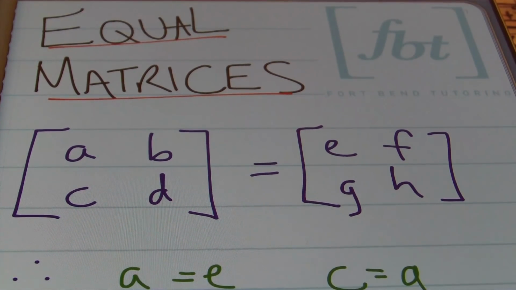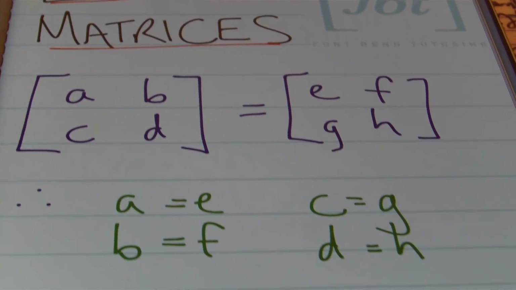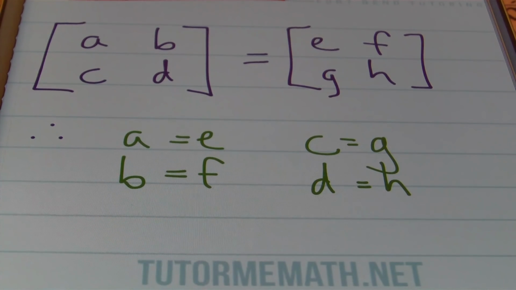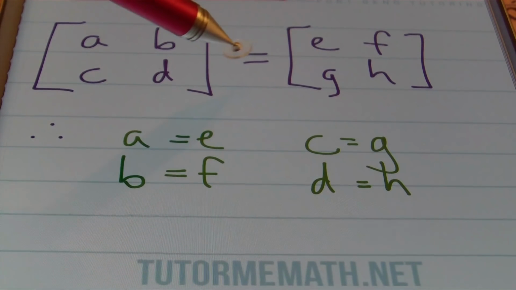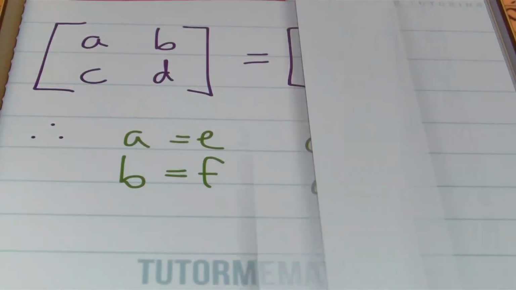And to take this point a step further, you need to know that in our example right here, A must equal E, B has to equal F, C has to equal G, and finally D must equal H, because they're all in their corresponding places within the matrices. And we have this big equal sign right here. You can't ignore the equal sign. So let's go ahead and solve for some variables in equal matrices.